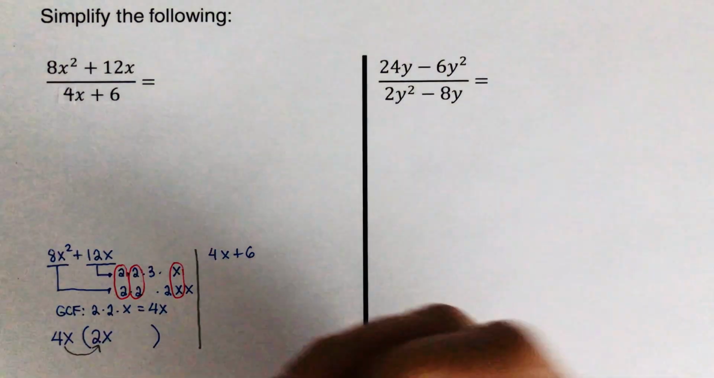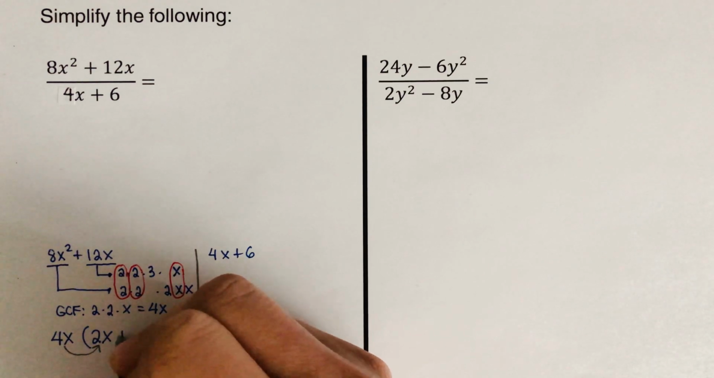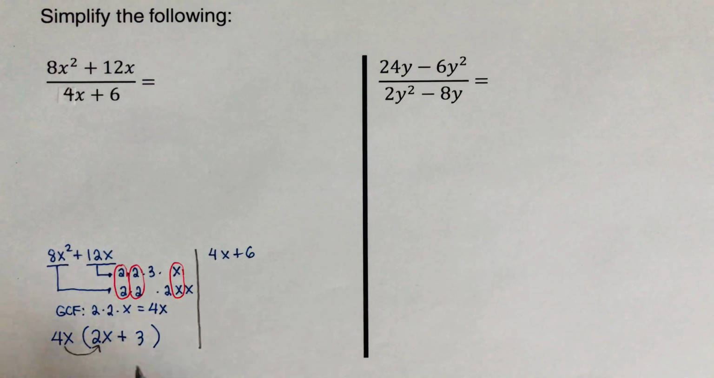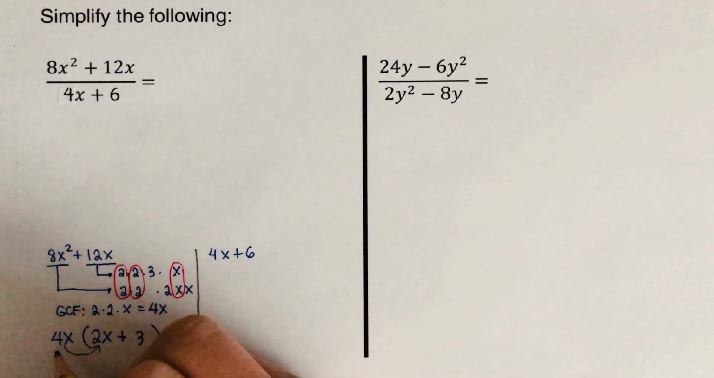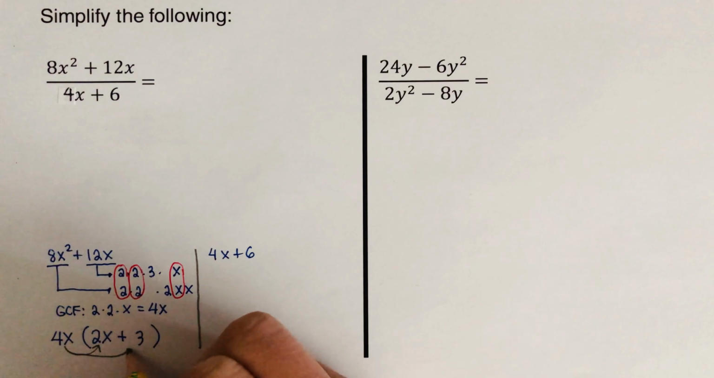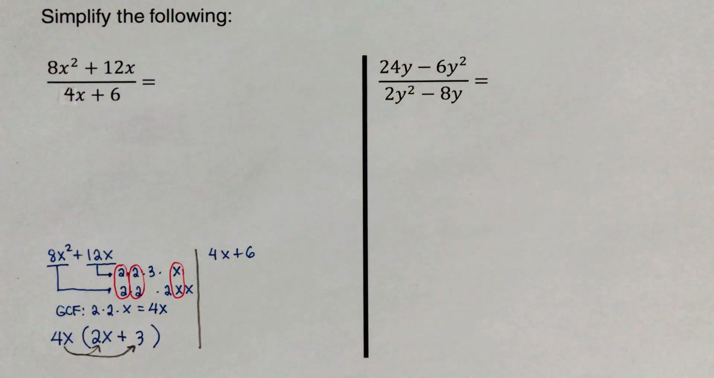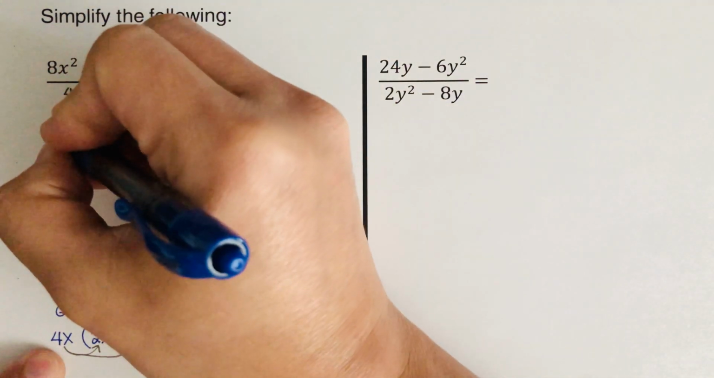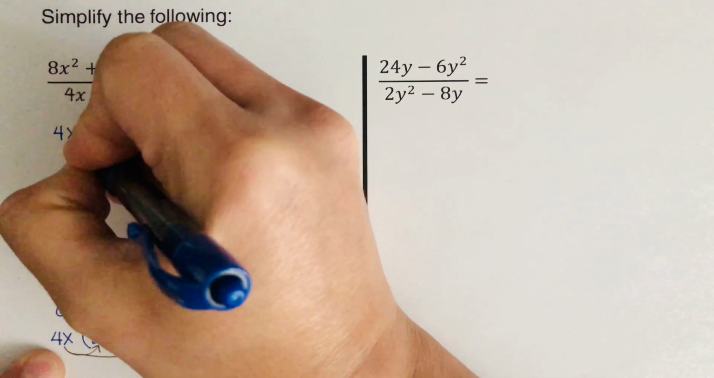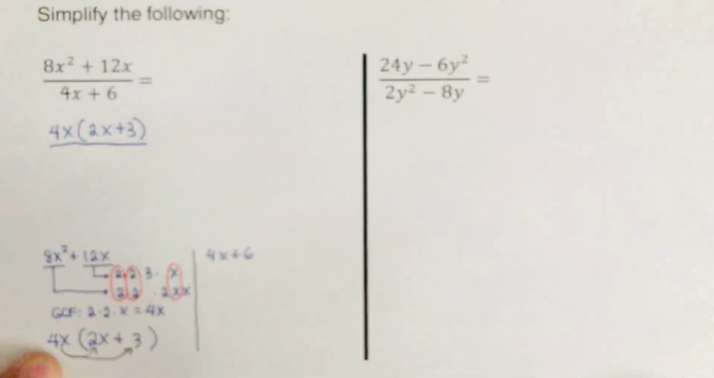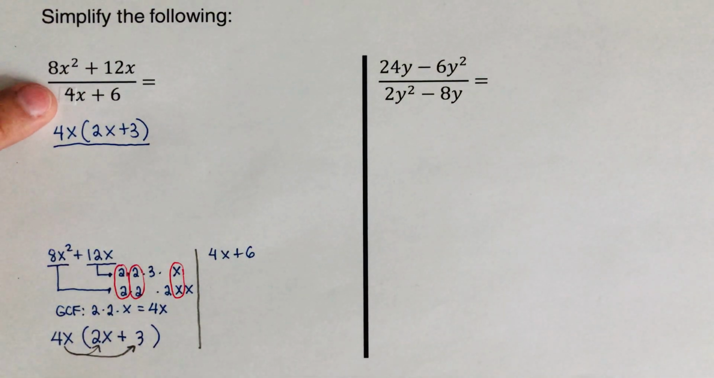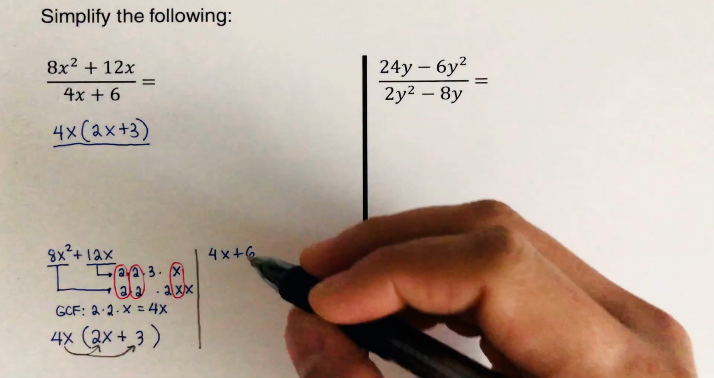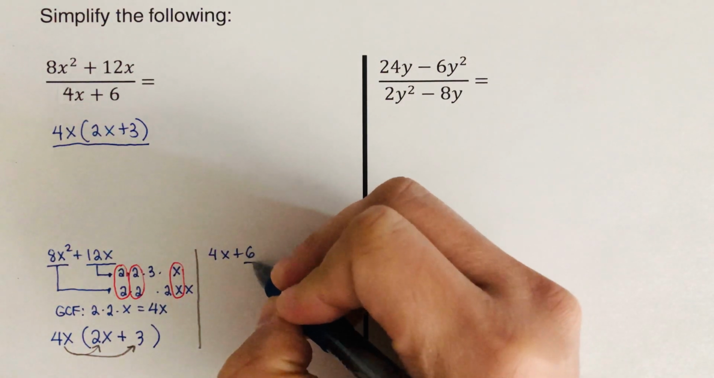And then we're going to have the second term, which is plus 3, because 12x divided by 4x is 3, or you can use the distributive property backwards: 4x times 3 is 12x, which means that this numerator is this one right here. So I'm just going to write that up here. Okay, now we're ready to factor out the denominator. So we do exactly the same thing here. We determine the GCF. I'm just going to show the work down here.